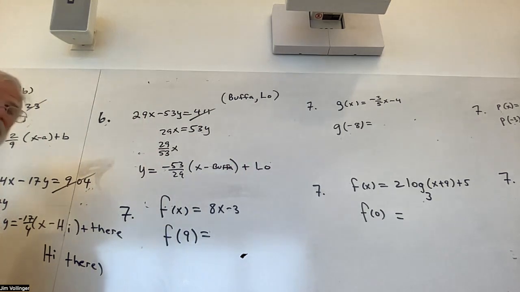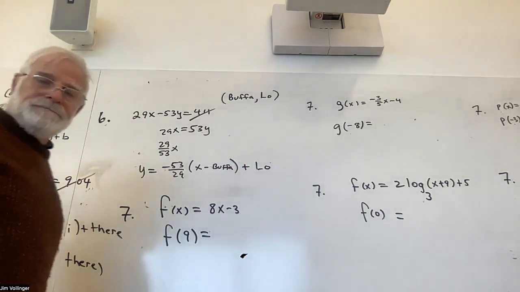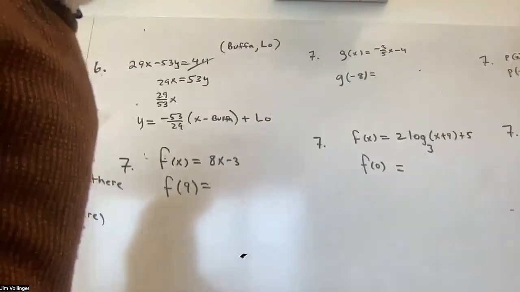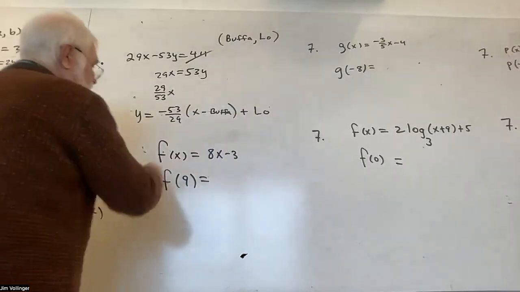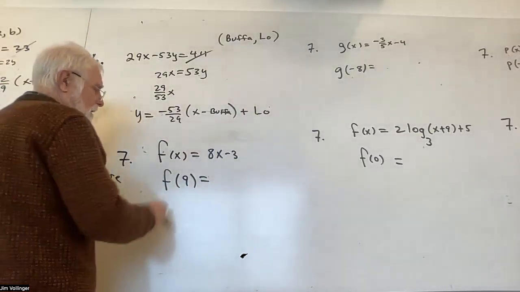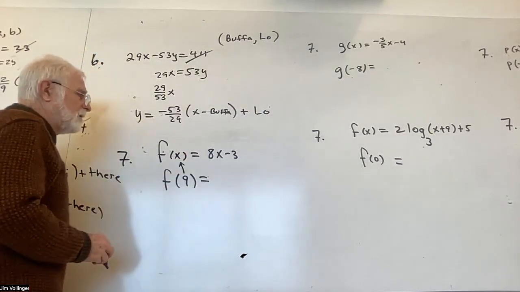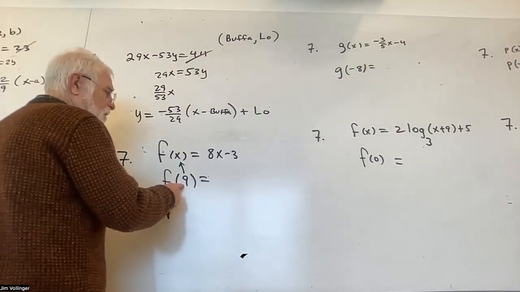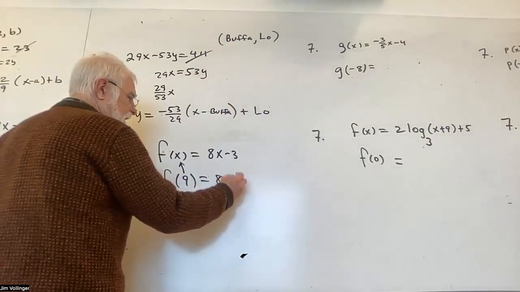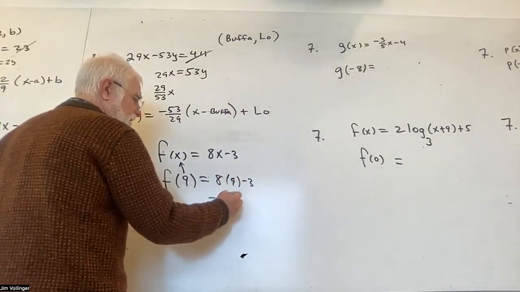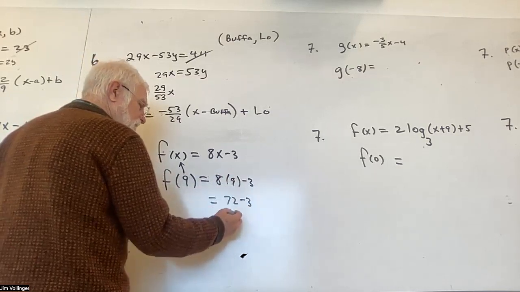All right, now problem number 7 on the test. Functional notation. F of x is another way of saying y, and the number 9 is going to replace the letter x. That's the number I'm going to work with. 8 times 9 minus 3. 72 minus 3 looks to be 69.